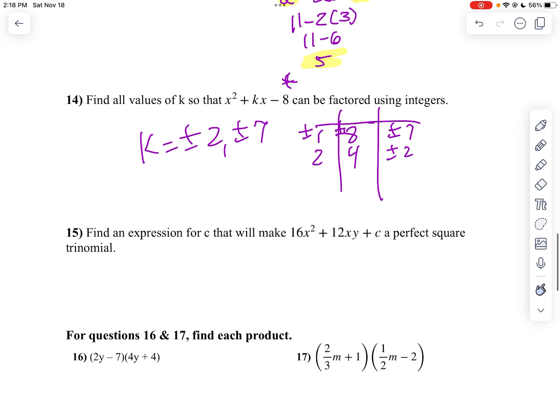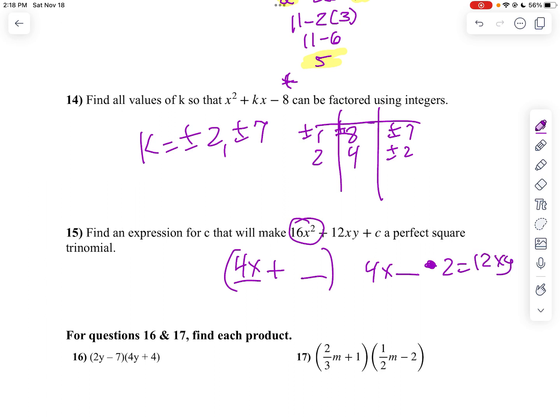Now on question 15, I want to find the value of c that will make it a perfect square. If I think back here, perfect square, I know, since it's plus, I'm going to have two terms here. I know the first one is going to be 4x because the square root of 16 is 4. And then I know when I take 4x times something and then I double that, that should give me 12xy.